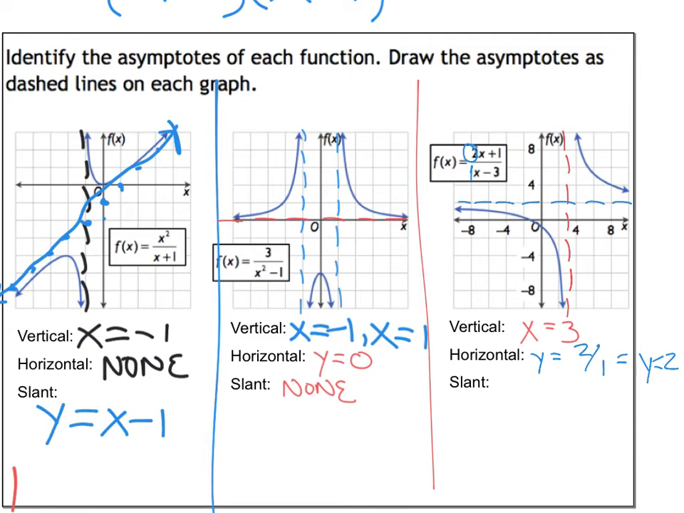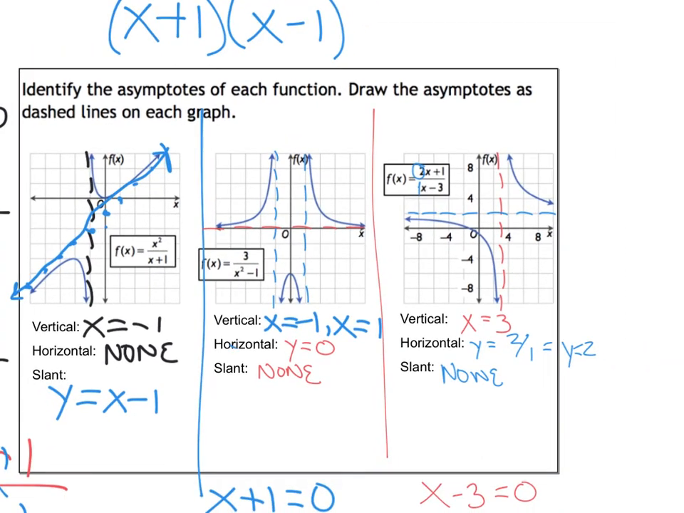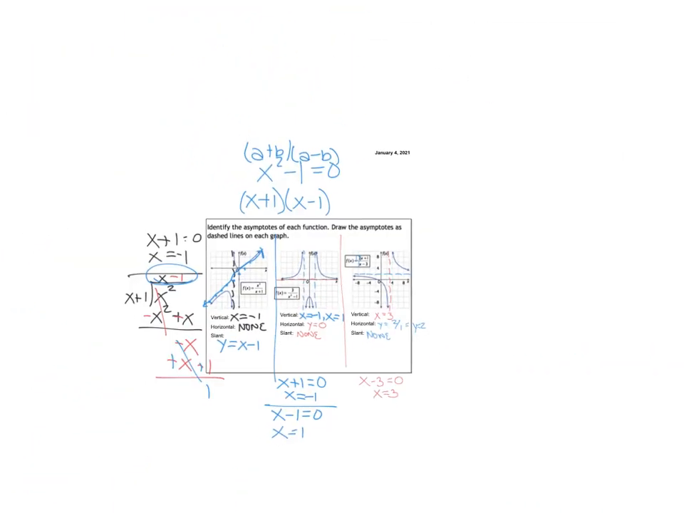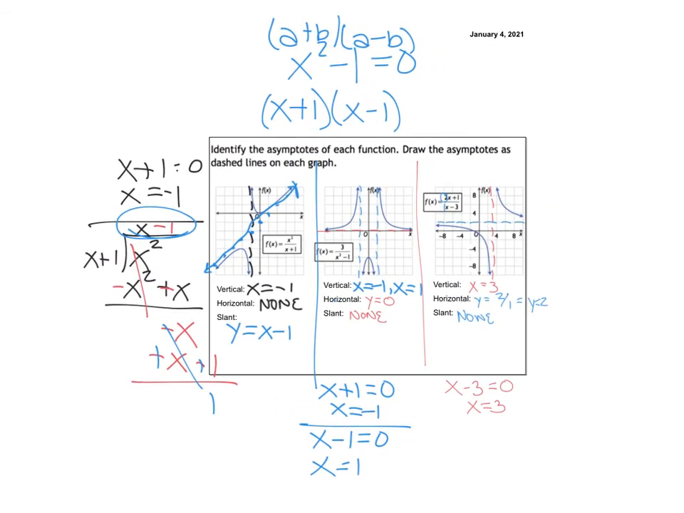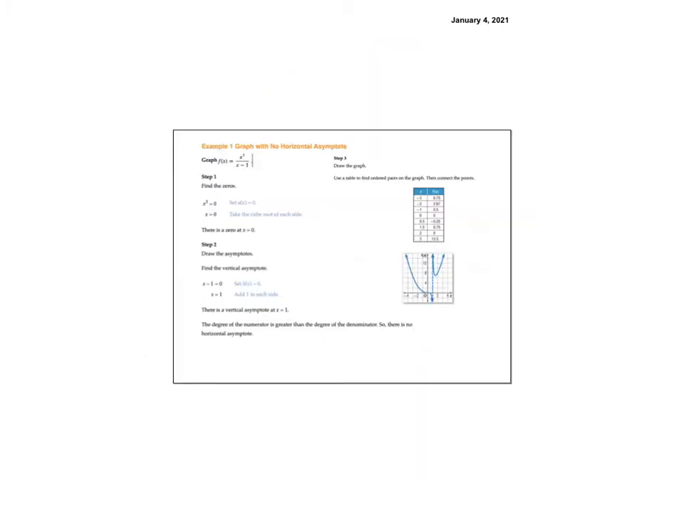And then I have the same degree, so I don't have a slant asymptote. All right, so this is really the big chunks of what we're doing here. I want you to be able to look at a graph, look at a function, and determine what, if any, our asymptotes are. And then you guys are going to be sketching this out as well, but this is kind of just to ease you into it.